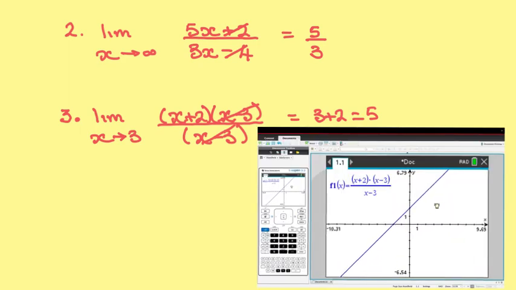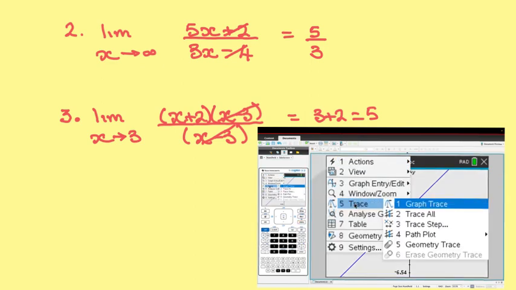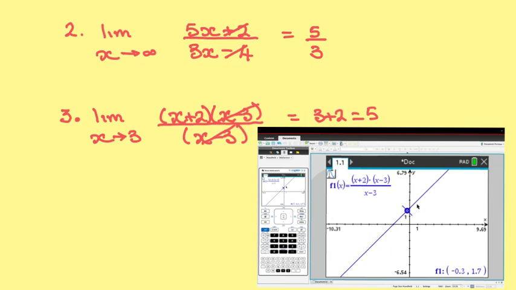If I open the TI Nspire and draw a graph of x plus 2, x minus 3 all over x minus 3, this is the graph I would expect. It would be a straight line because x minus 3 and x minus 3 do cancel, so I'll be just left with the function x plus 2. But let's see what actually happens to the function as I get closer and closer to 3. So to do this, I'm going to use the trace function. I'm going to graph trace.